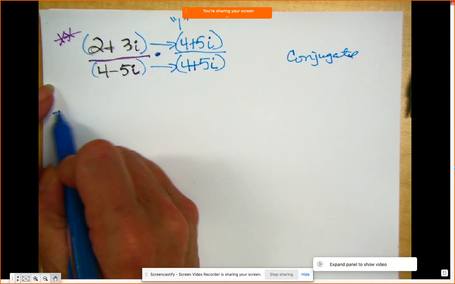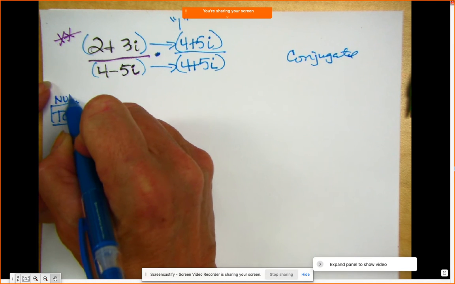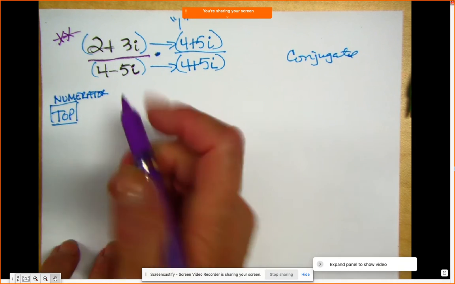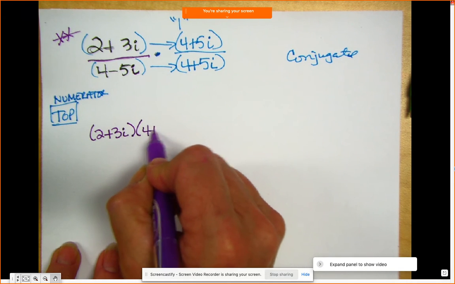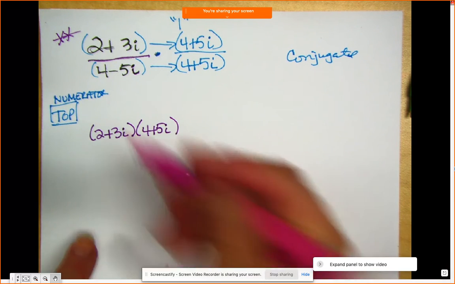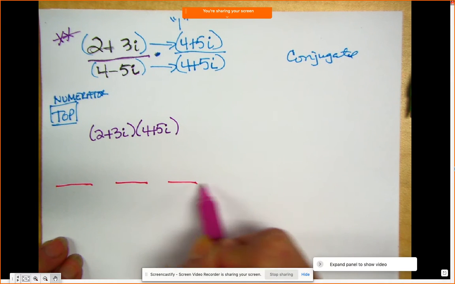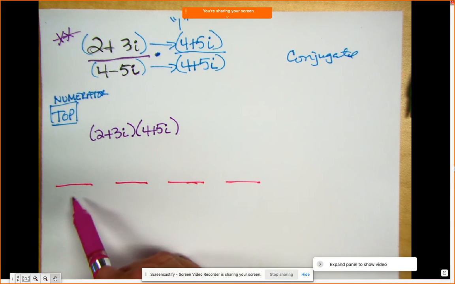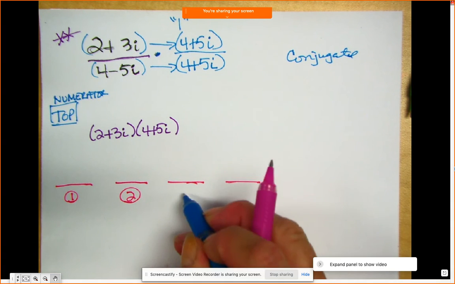Okay, I'm going to do the top one right here. Top. If you want to be mathematical, it's the numerator. Ooh, fancy-dancy term. It's the top. 2 plus 3i times 4 plus 5i. Okay, you're going to FOIL this. You're going to notice there are 2 terms here times 2 terms. So I know I'm going to have 4 interim terms. Some of these might combine like terms, but I know for sure I'm going to have 4 of these. So I'll overemphasize, and I'm going to have 1, 2, 3, and 4.